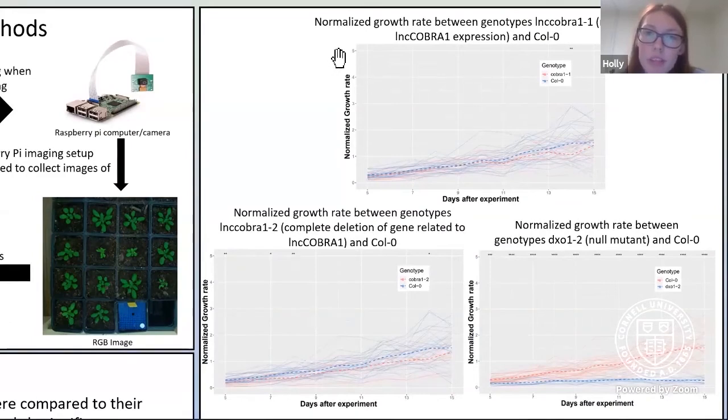So here we have the normalized growth rates between all the different genotypes, so like the mutants versus its wild types. Here we can see that shown with these little stars here, I hope you can see this, that there's a very subtle difference for the first LINC-COBRA1 mutant at a certain point in the experiment. Whereas with the second LINC-COBRA mutant, we can see that there's a little bit more of a significant difference throughout the experiment.